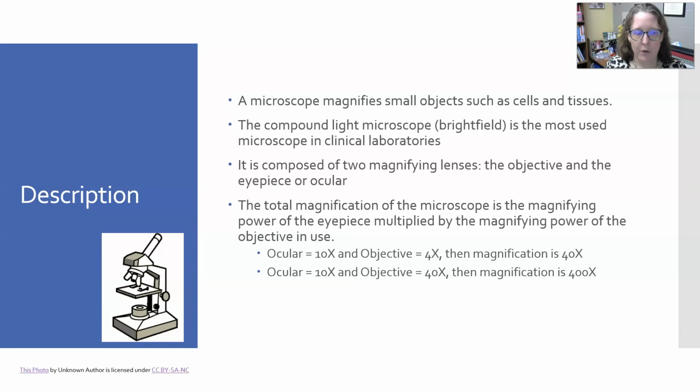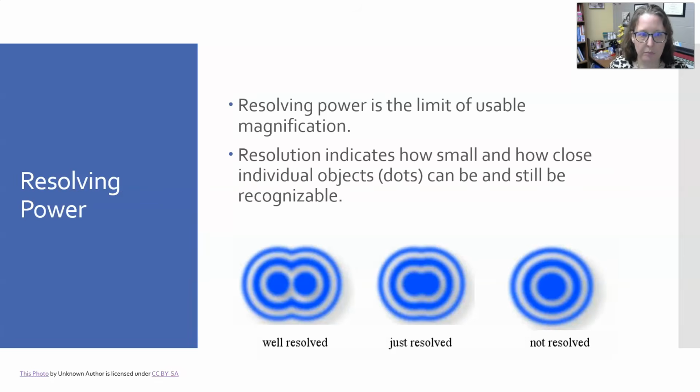So if you use the scanning objective, which is a 4x, then the total magnification is going to be the 4x times the 10x ocular, so 4 times 10 is going to be 40x, so it is 40 times magnified. If you are at high power, which is a 40x objective lens, then it's going to be 10x for the ocular, 40x for the objective, 10 times 40 is 400, then the total magnification is 400.